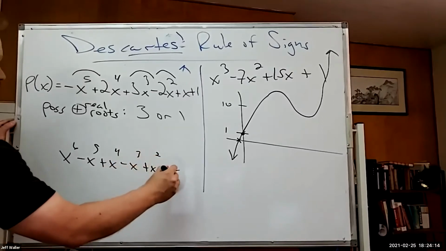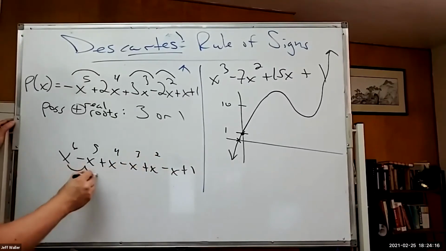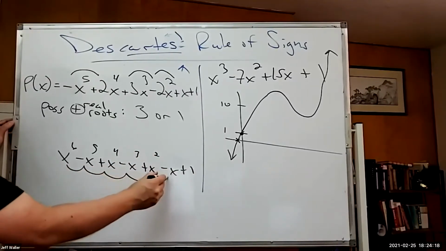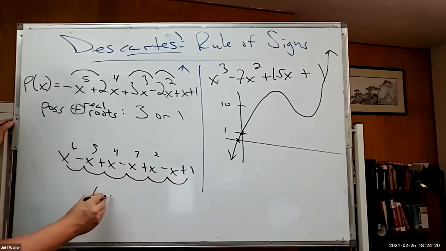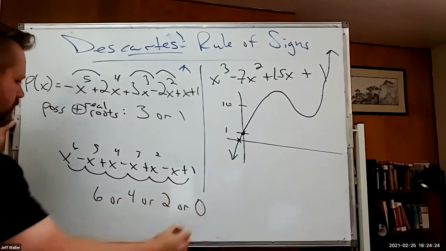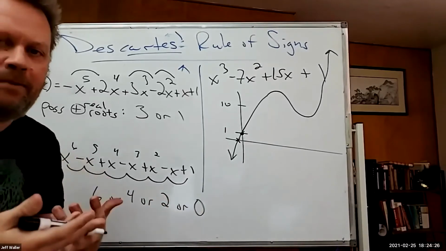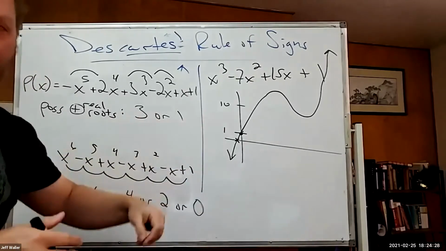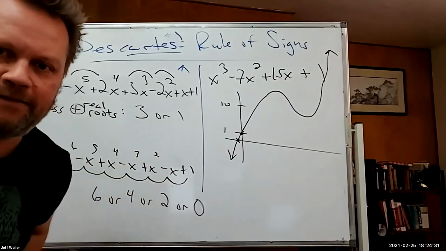So if I had, real quick, x to the 6th minus x to the 5th plus x to the 4th minus x cubed plus x squared minus x plus 1, that's 1, 2, 3, 4, 5, 6 sign changes. So it's 6 or 4 or 2 or 0. You of course stop when the next step would go negative, because that doesn't make any sense.